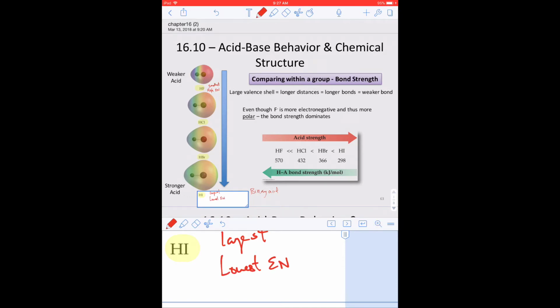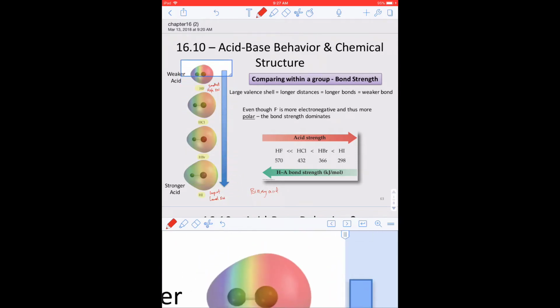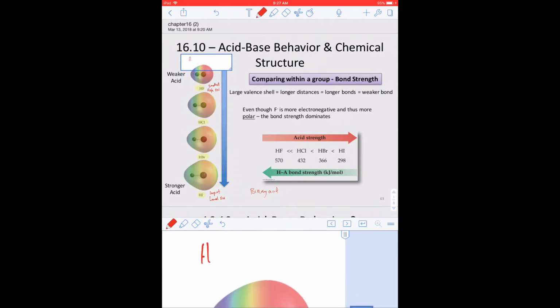So we have a really small atom that really wants to hold on to the electron, and we have a really big atom that doesn't necessarily want to hold on to the proton. And so here, if we think about a positive H plus and a negative F minus, because that H plus can get really, really close to the F minus, the bond is the strongest. So we have the strongest bond up here.